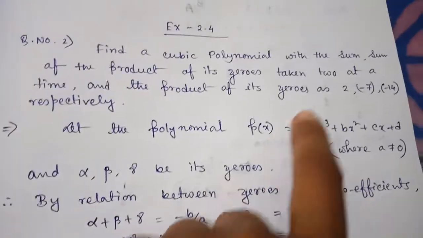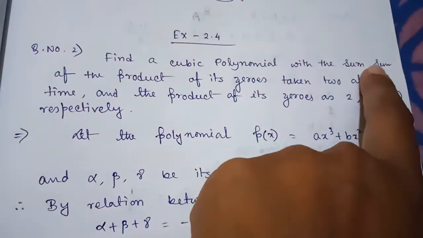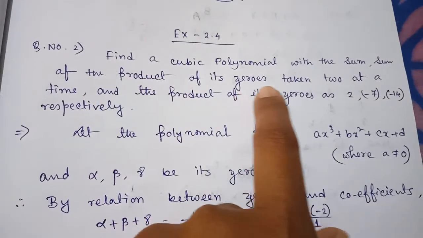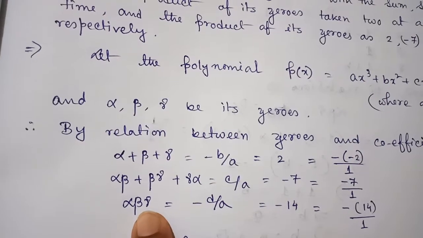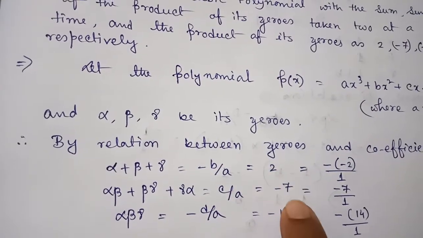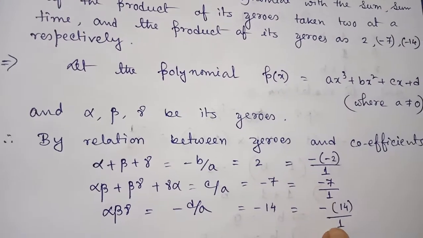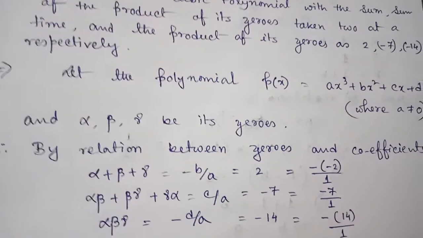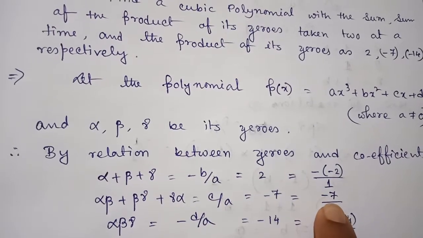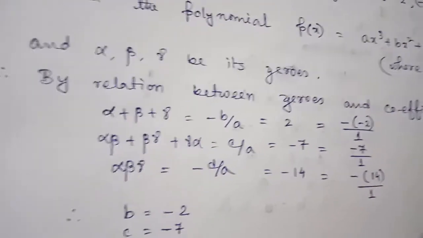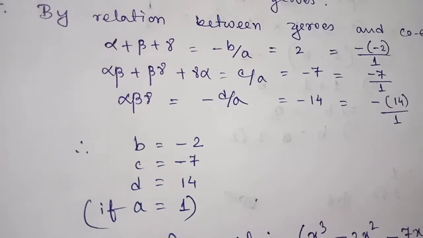Alpha plus beta plus gamma means the sum of the zeros. Alpha beta plus beta gamma plus gamma alpha means the sum of the product of its zeros taken 2 at a time, and the product of the zeros means alpha beta gamma. Its 3 values are given as 2, minus 7 and minus 14. From this, if we fix a's value as 1, then we get b as minus 2, c as minus 7 and d as 14.